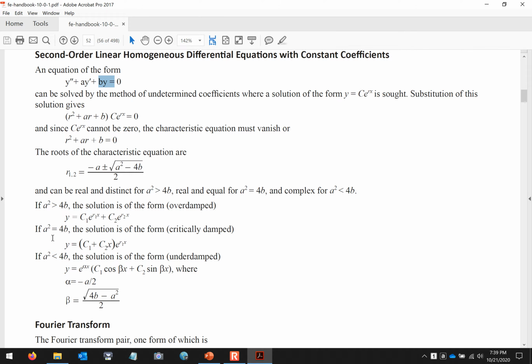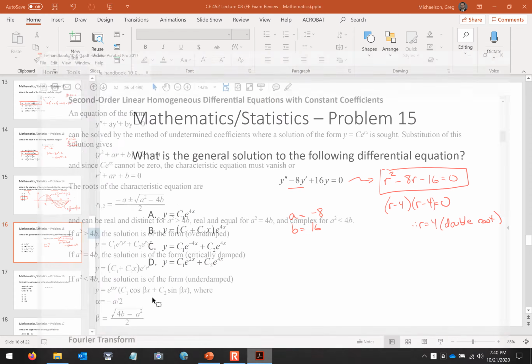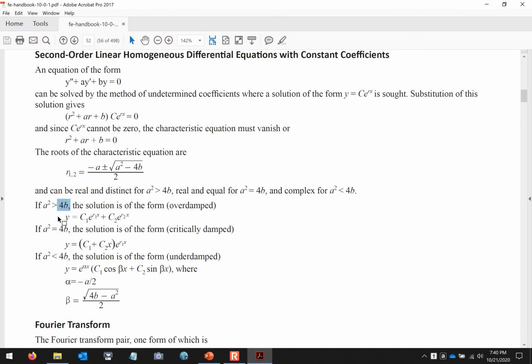Okay, so let's look at A squared and let's look at 4B. So what is A squared? A squared is 8 times 8, that's 64. And what is 4B? Well, B is 16. 4 times 16 is 64. So A squared equals 4B. If A squared equals 4B, then the solution is critically damped. So this is this right here. And there's your answer right there.